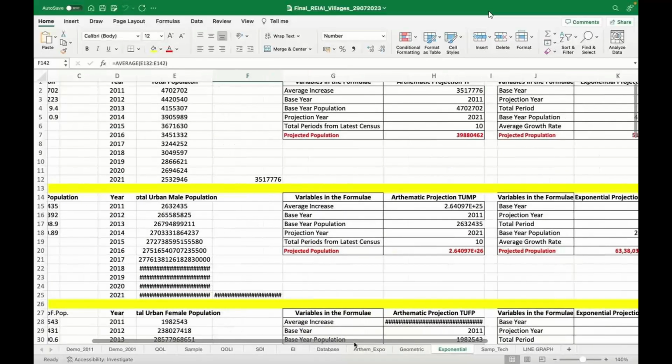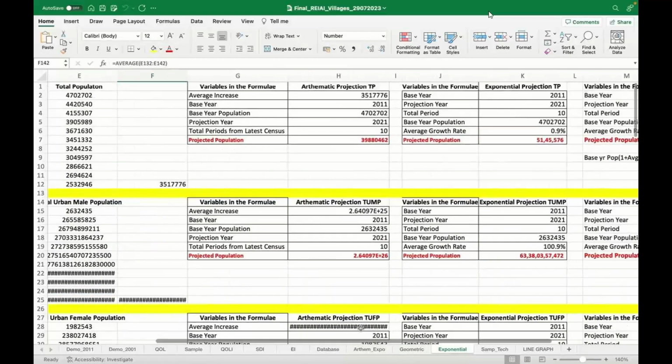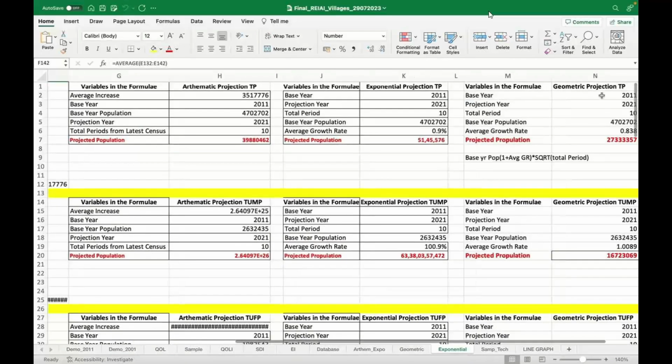And now we are doing the analysis of each and every one. This is the arithmetic projection, this is the exponential projection, and this is the geometric projection. The formulas are here. I will give you the template to use this. In the template, the formula is there, but you have to do the calculation at your end. See, I will give you an example, one set of data.